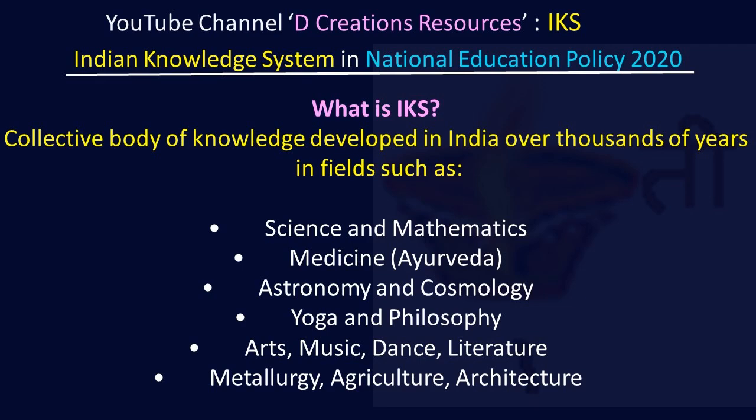So first part of course is going to be understanding what is Indian knowledge system. What is IKS? So Indian knowledge system is the collective body of knowledge developed in India over thousands of years in fields such as science and maths, medicine, then that would involve Ayurveda, and astronomy and cosmology, and yoga and philosophy, arts, music, dance, literature, metallurgy, agriculture, architecture, and several such fields. When we talk about core areas of the Indian knowledge system, it can basically involve all these.